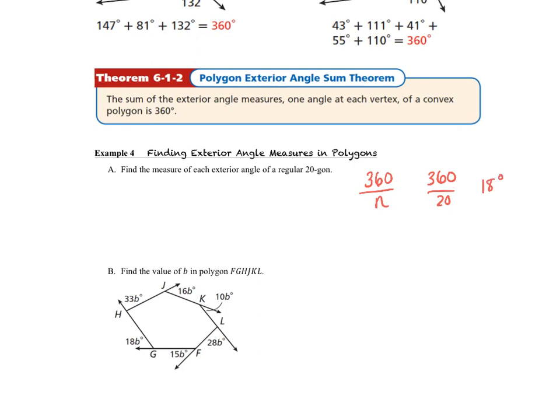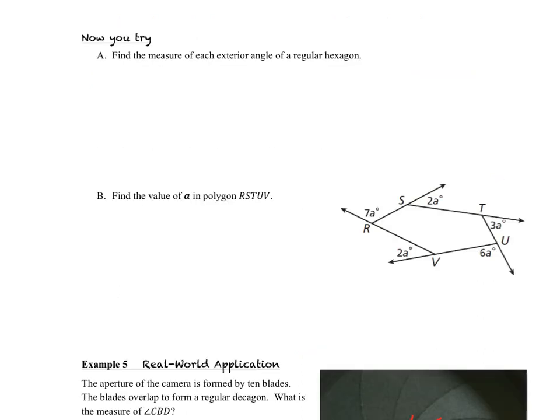Now here we know that all of these add up to 360 degrees. So I'm going to add my 16 plus 10 plus 28 plus 15 plus 18 plus 33, which is equal to 120b, and that is equal to 360 degrees. So divide by 120, and b is equal to 3. And that's what it asked me to do, find the value of b. So I'm done.